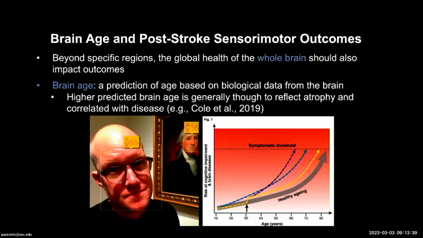Higher brain age is thought to reflect atrophy and be correlated with all sorts of diseases, which is why it's so interesting. It seems to be somewhat disease agnostic, in that it's corresponding to traumatic brain injury, schizophrenia, depression, Alzheimer's, et cetera. And the idea is essentially that at some point you either have a slow movement off of a healthy aging trajectory, or you have a sharp movement, which is shown in the yellow line here.